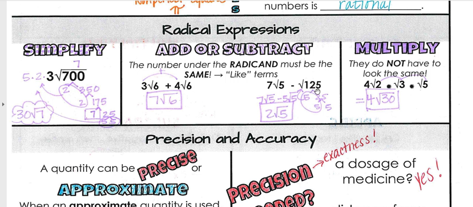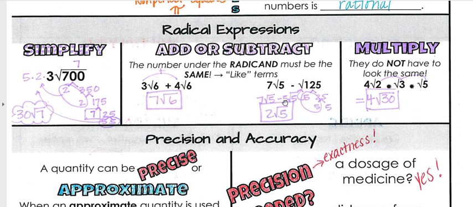So here we noticed 125 could be broken down into 5 and 25, and then 25 gets broken down into 5 and 5. So I can take out a pair of 5s. That pair came out front, and then I was left with 1 5 who was all alone and left inside. So then I had 7 square root of 5 minus 5 square root of 5.